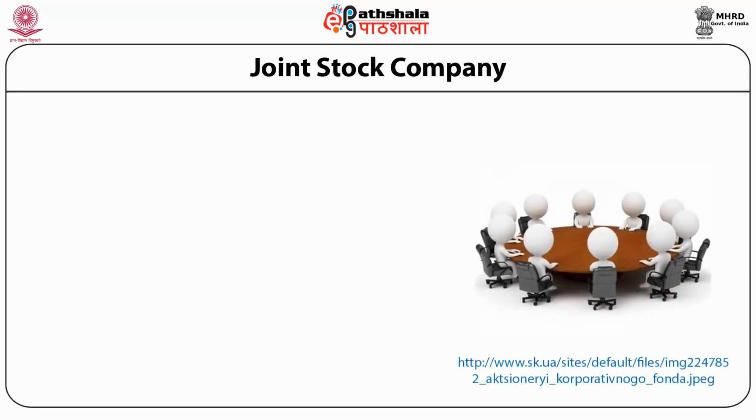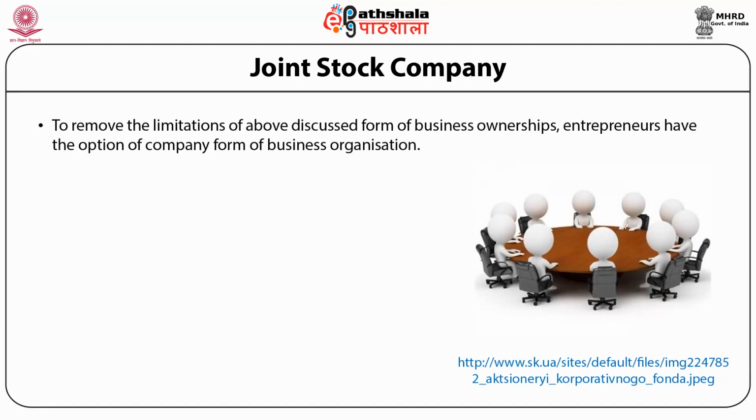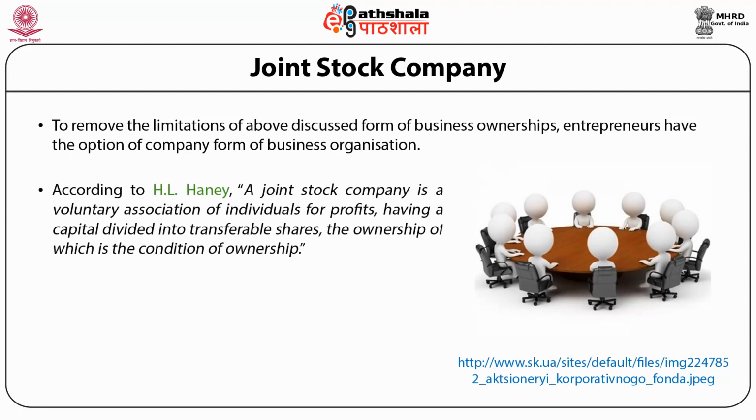Joint stock company. To remove the limitations of the above discussed forms of business ownership, entrepreneurs have the option of the company form of business organization. According to H.L. Hannay, a joint stock company is a voluntary association of individuals for profits having a capital divided into transferable shares, the ownership of which is the condition of ownership.